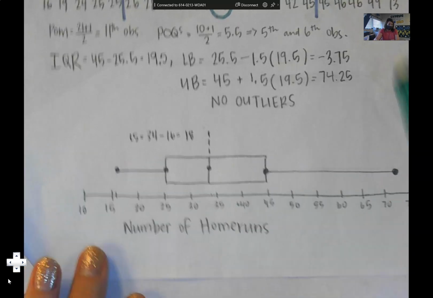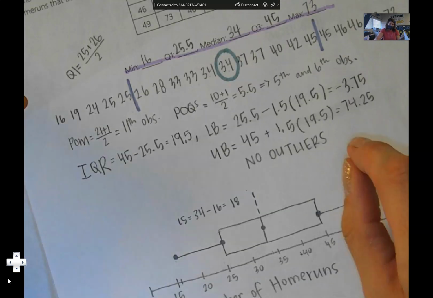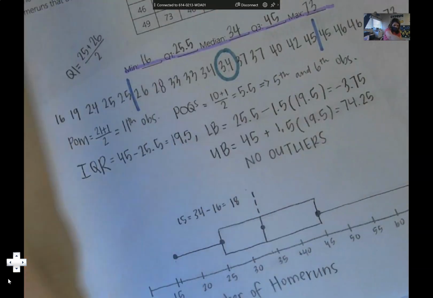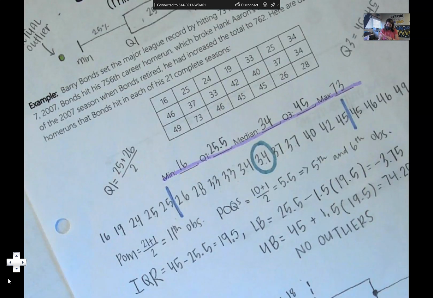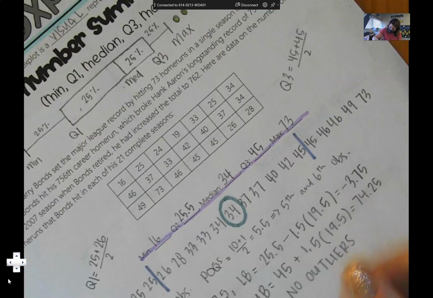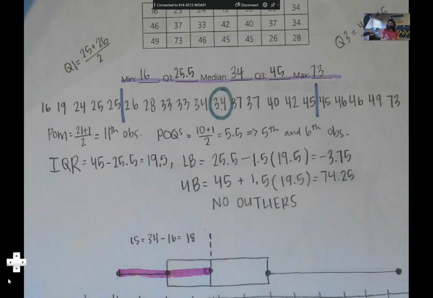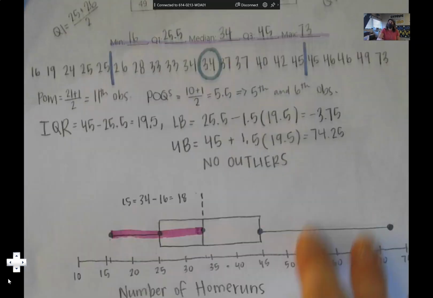So I think I'm going to highlight that. I'm going to do some highlightage. I'm going to choose a wonderful color, family. Ugh, teacher, failed. So that distance is 18 home runs.